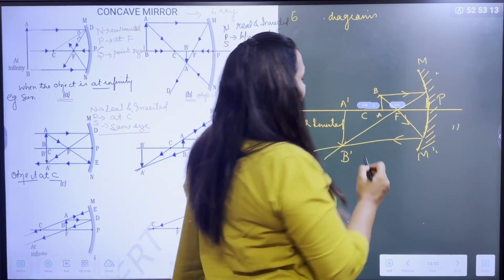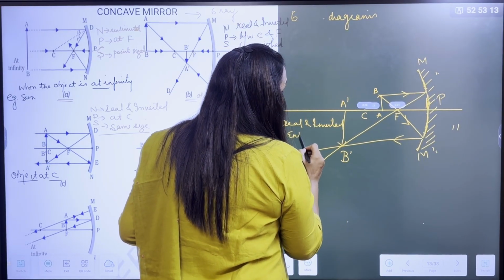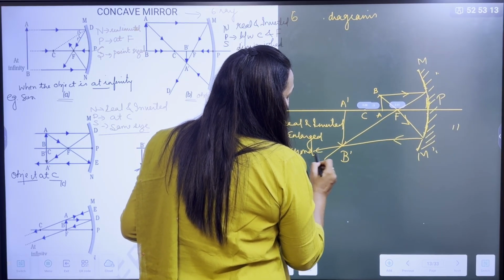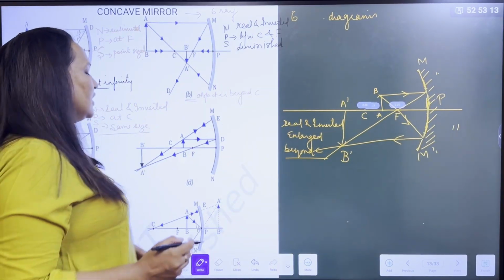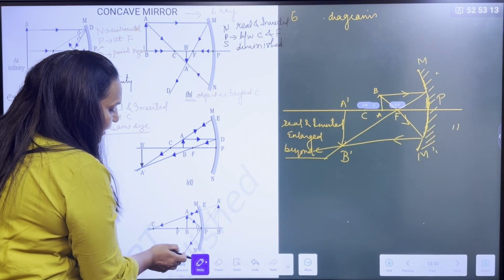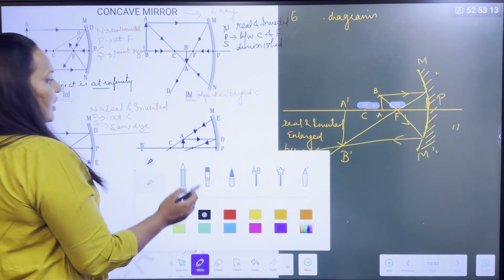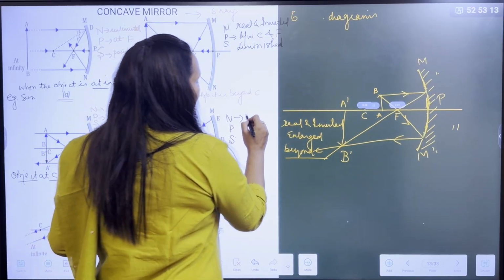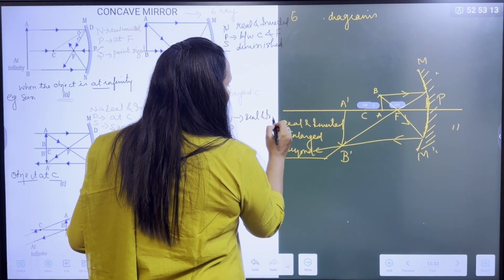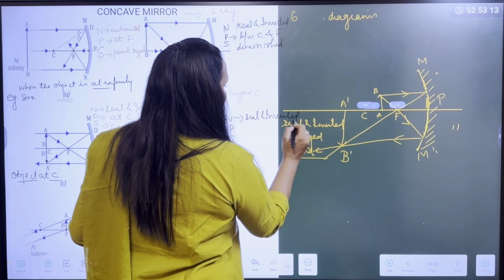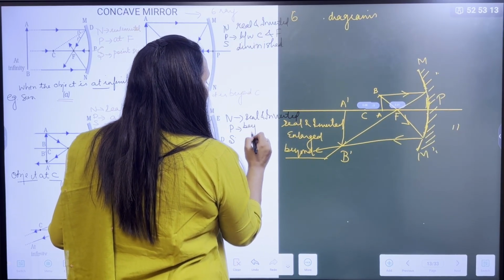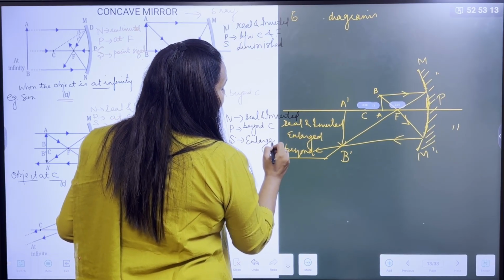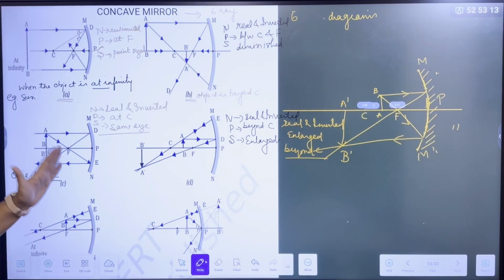Second, you can compare with the object. It is enlarged. And it is forming beyond C. So now can you write yourself the characteristics of the image? Guys, can you write yourself? Tell me, what is the nature? Real and inverted. Yes. Position beyond C and size enlarged. Right? I think the very first four ray diagrams are very much clear.